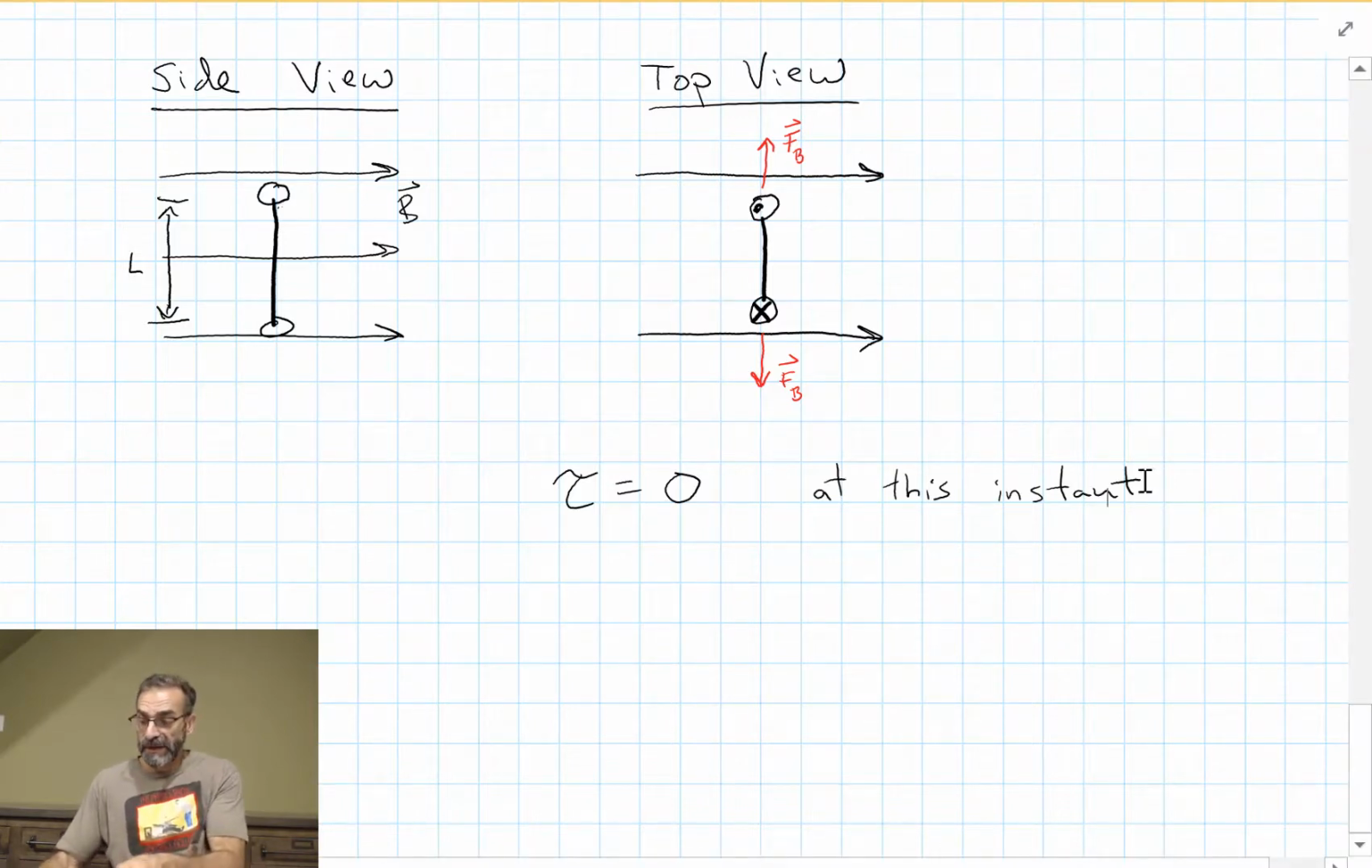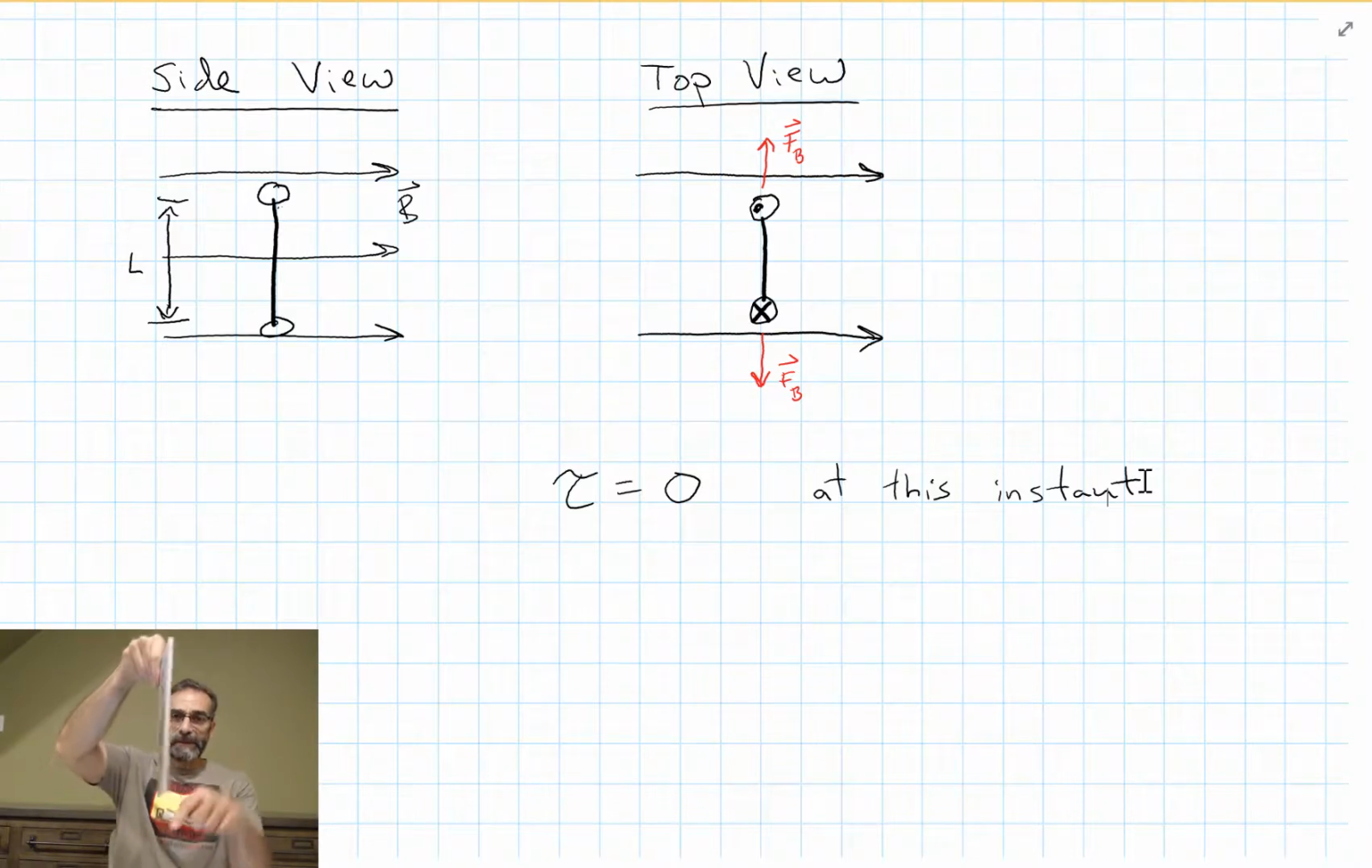The torque is zero. The top side is being pulled up, the bottom side is being pulled down, and when I pull like that, nothing happens. But if it's rotated a little bit, and I'm pulling up on the top and down on the bottom, it rotates. I get a torque that way. But at this instant, I pull as hard as I can, and I'm not going to induce rotation.